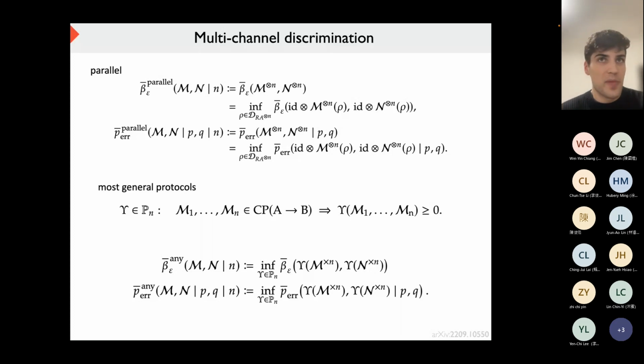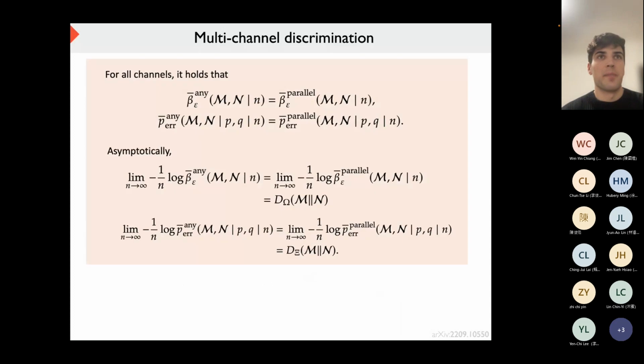And interestingly, what we show is that for all channels, there is no advantage gained by using such general protocols over parallel ones. So no matter what protocol you use, you cannot do any better than parallel ones. And this holds for any number of copies. So it's not only an asymptotic result, it's for any number of copies. Whatever you do, whatever fancy protocol you can imagine, in this post-selected setting that we have here, you cannot do any better than parallel ones. So parallel ones are always optimal.